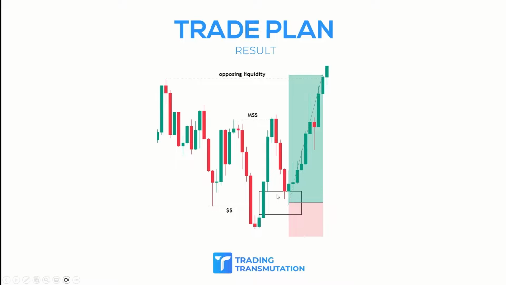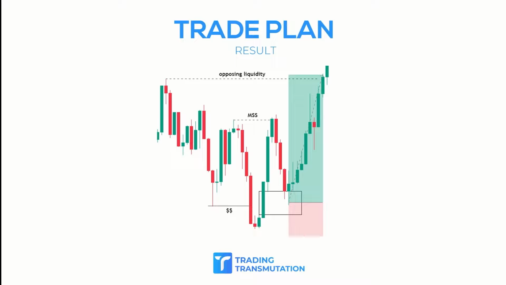Now you can see we have our displacement here, close above the wick right over here with our market structure shift. We have our imbalance right over here. We enter off of the 50% of the imbalance. Stop loss just below or above the swing high or low. Again, it was a low, so it would be below it. And then we target opposing liquidity. Okay, again, this could be a high, equal highs, whatever. All you're looking for is opposing liquidity. It's as simple as that.